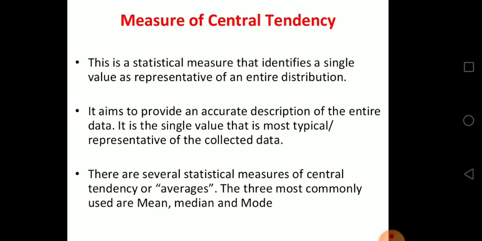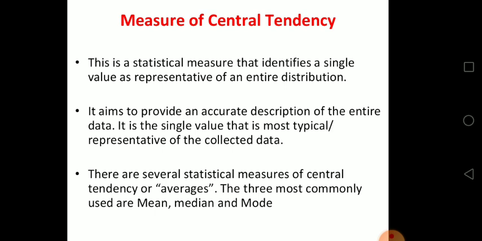For instance, if you have different figures, say you have 4, 5, 7. Now, how can we get a single value that can give us a description of the entire value? So a means of getting a single figure that could be a representative of the entire data is central tendency.